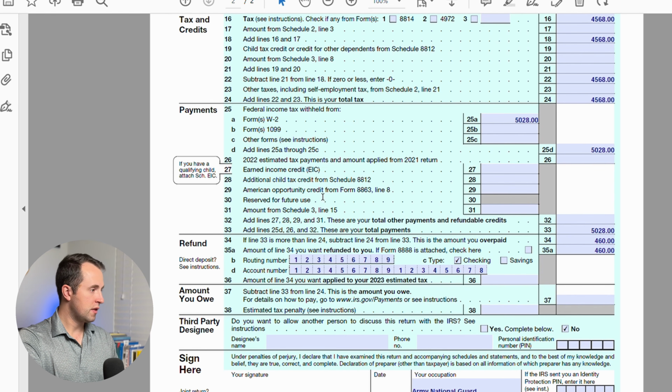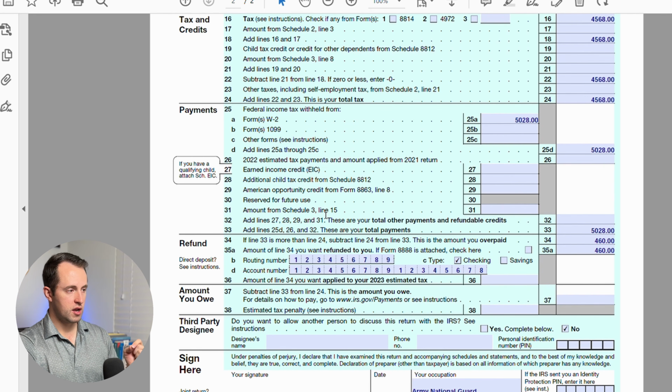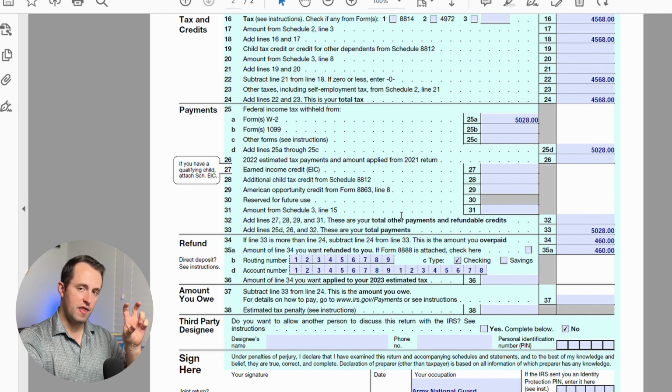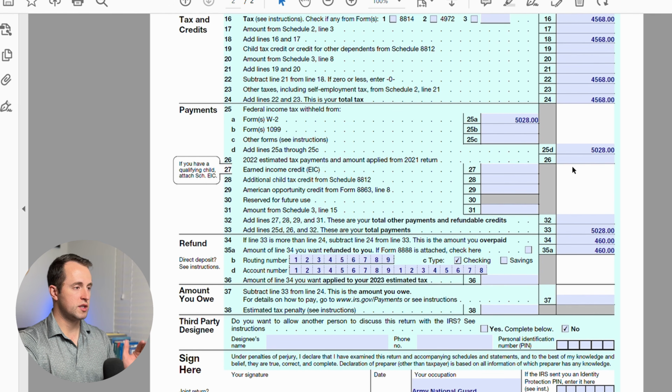Line 30 is blank. Line 31, this is the amount from Schedule 3, line 15, as previously mentioned, not a factor in this situation. Then line 32, you're going to be adding up lines 27, 28, 29, and 31. These are your total other payments. In this example, there's nothing there, so we'll leave it blank. And then line 33, if everything else was blank, you can copy whatever was in 25D and paste it in line 33.